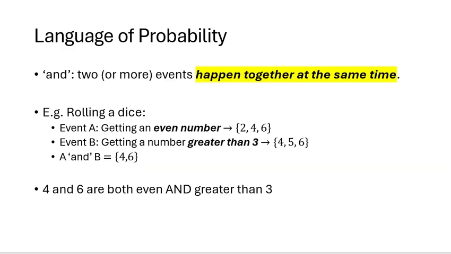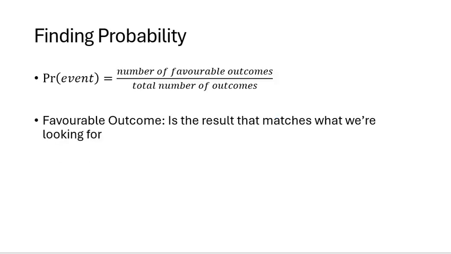The next one is and. So basically two, possibly more events happening at the same time. So if you have a look at my example here, event A getting an even number, event B getting a number greater than 3. And if it's the word and, I have to look at each number in each event and just find the ones that they have in common. So in this case, I have 4 sharing in both, and then I have 6 as well. So that's why the final answer is just 4 and 6. So that's just how it is. Those are just definitions right there.